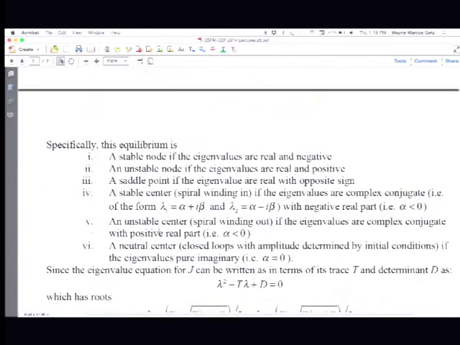And the eigenvalues will be one of these cases. And depending on which case it is, you'll be able to say whether the equilibrium is a node, a stable node, or an unstable node.